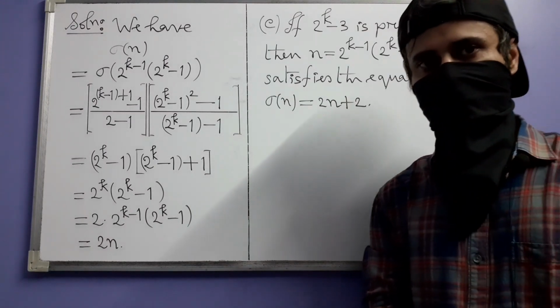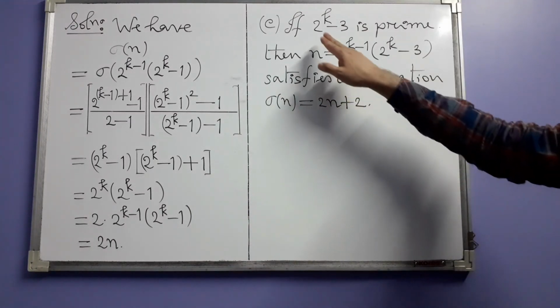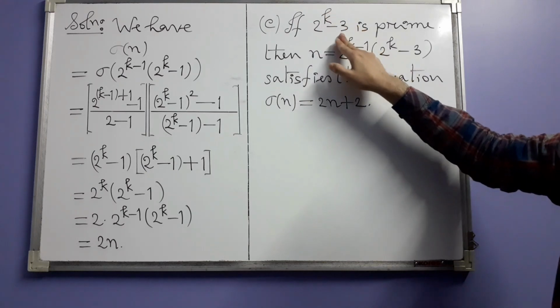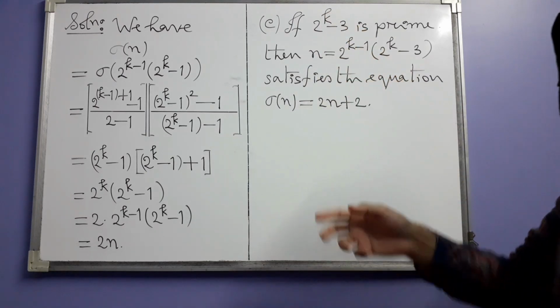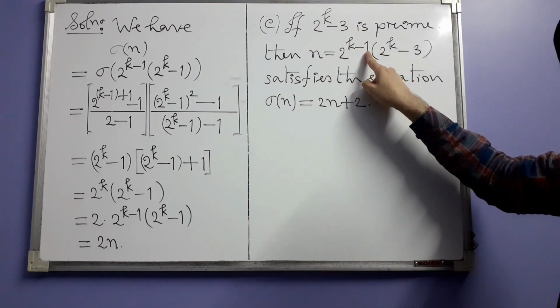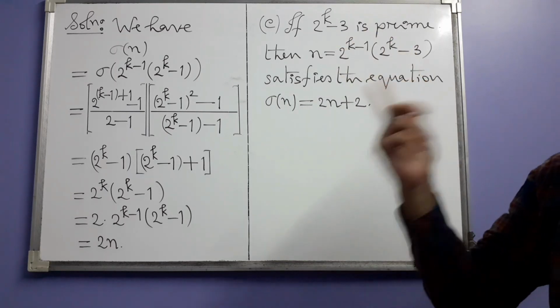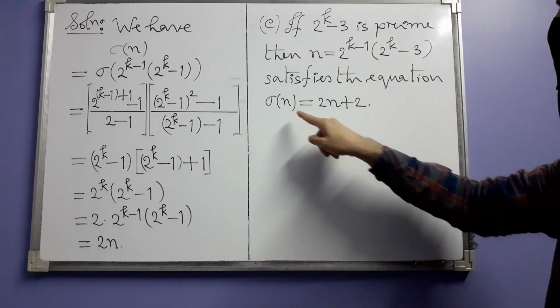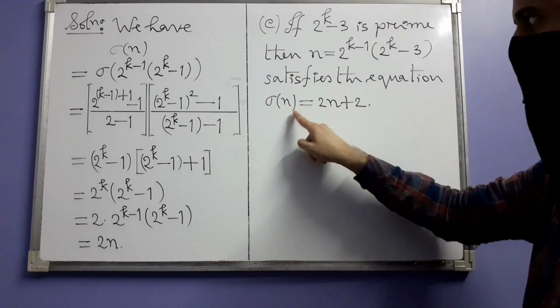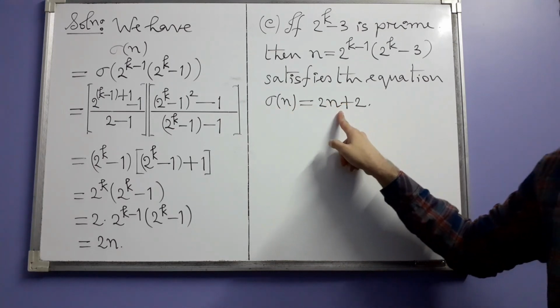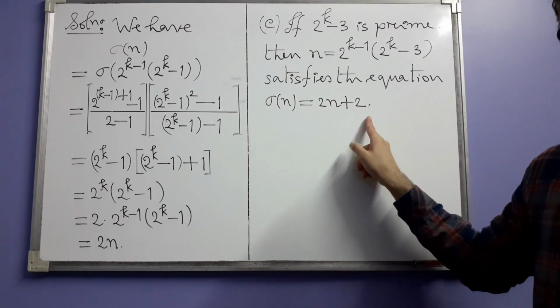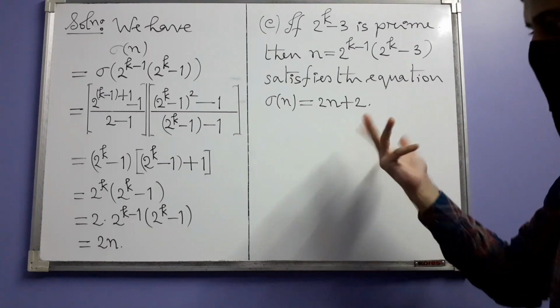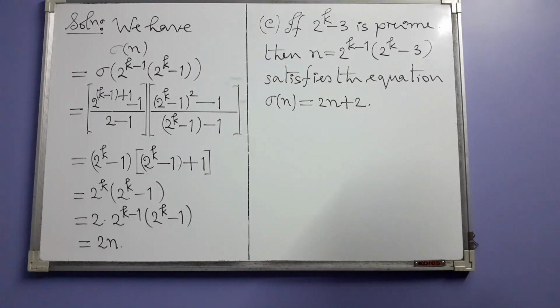Part C is also similar. This time it is given that 2 to the power k minus 3 is prime, and the number is 2 to the power k minus 1 times this 2 to the power k minus 3. And for this n we have to prove that it satisfies this equation, that its sigma value is its double plus 2. So let's see the solution.